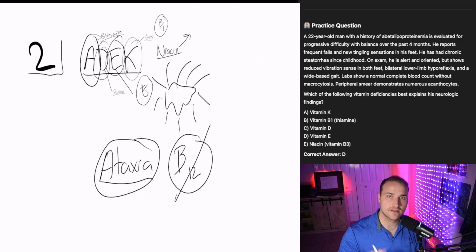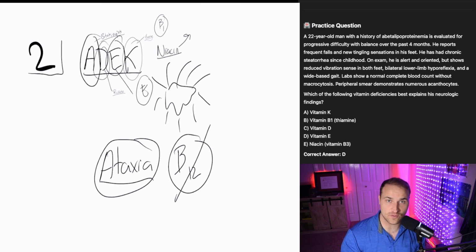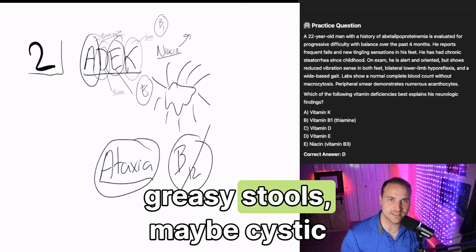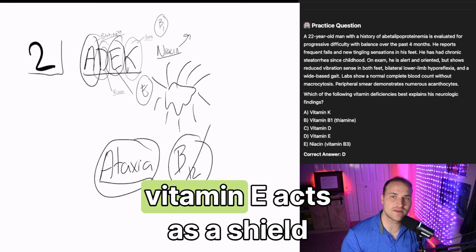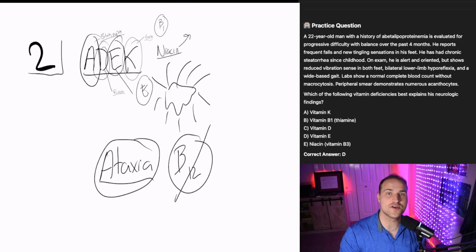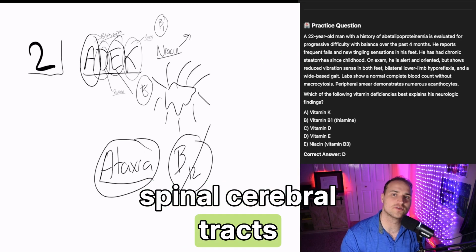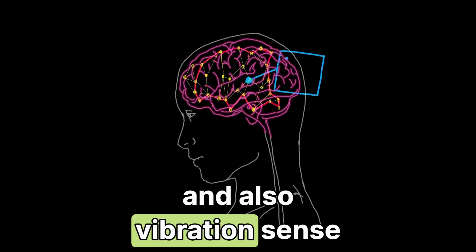And so on Step 1, this might come up and they'll say, we've got a young adult who keeps tripping and can't feel their feet very well. And the labs are normal, but the childhood history is full of greasy stools, maybe cystic fibrosis, fat malabsorption. And one of those vitamins, vitamin E, acts as a shield against free radicals. And when that shield is gone, the neurons in the posterior columns and the spinocerebellar tracts will start to degenerate. And that leads to ataxia, hyporeflexia, and also vibration sense is lost.